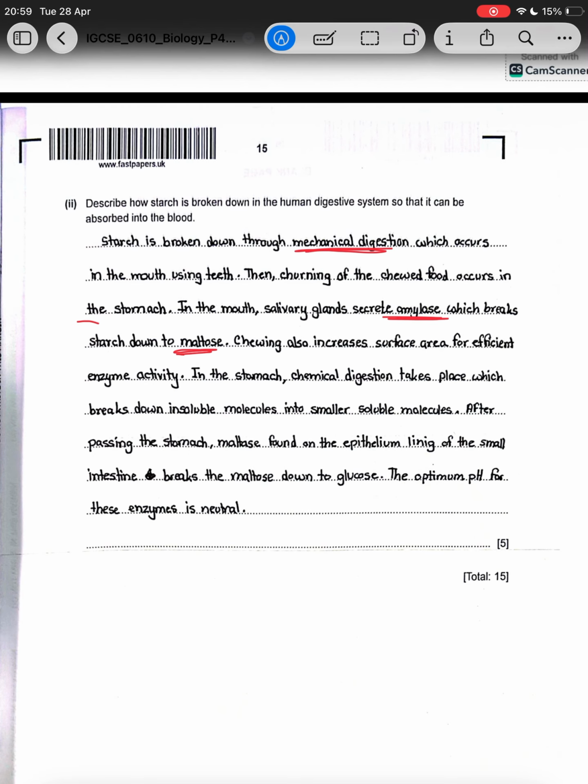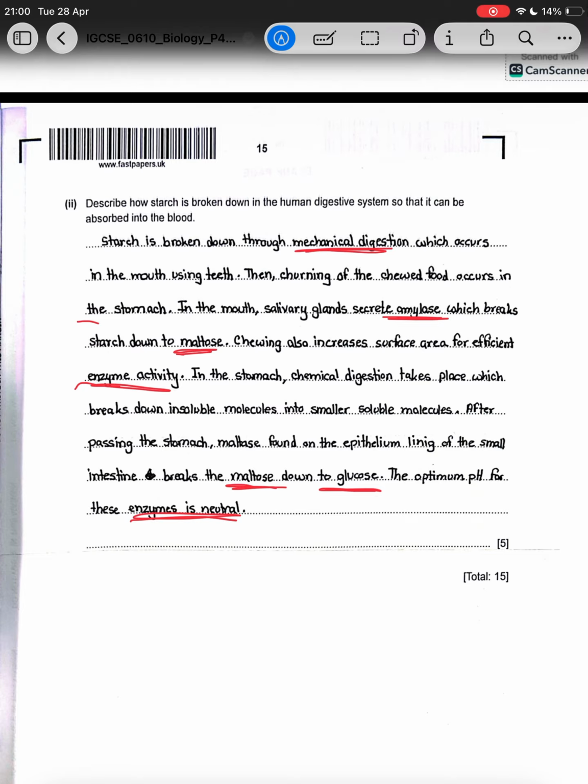So chewing also increases the surface area for efficient enzyme activity. And then in the stomach, chemical digestion takes place, which breaks down insoluble molecules into smaller, more soluble molecules. And after passing the stomach, maltase found on the epithelium lining of the small intestine breaks down maltose down to glucose. The optimum pH for this enzyme is neutral. So when it's too acidic or too alkaline, it will get denatured.